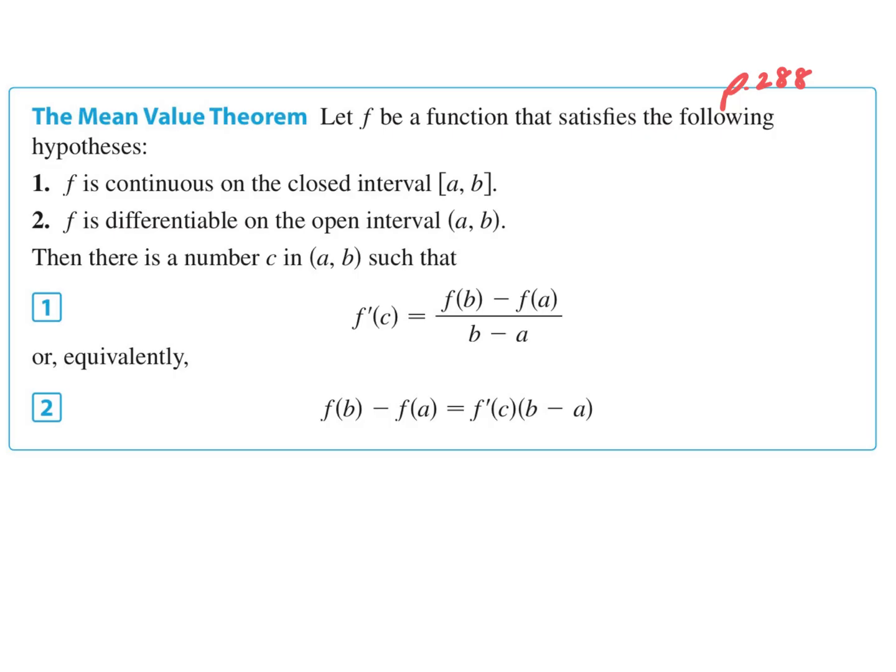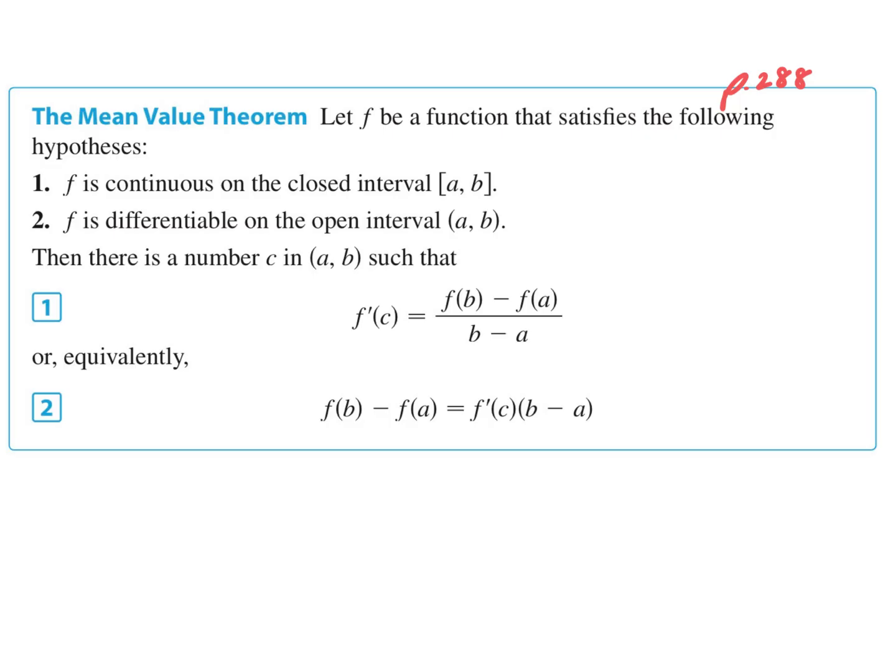You cannot use the mean value theorem as a justification or explanation without doing that. So number 1 and 2 are very important that you state them on every problem that you do. And you have to make sure that it's actually true, because if 1 and/or 2 is not true, you cannot use the mean value theorem.